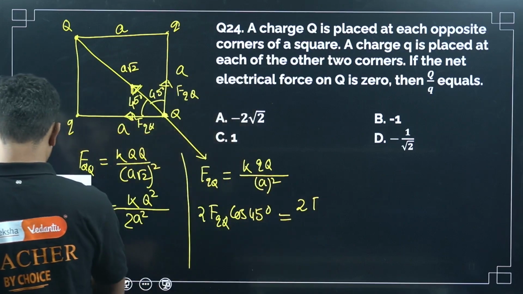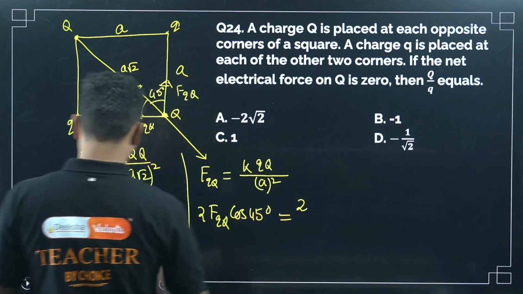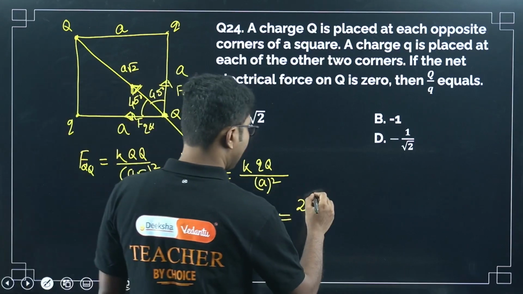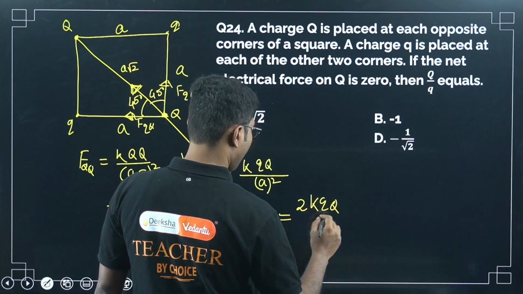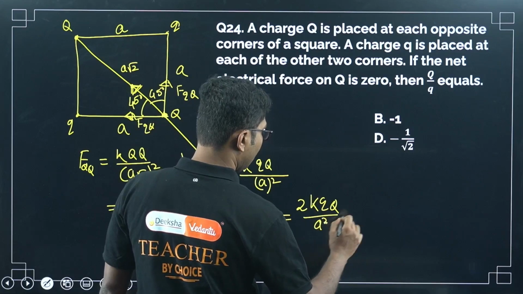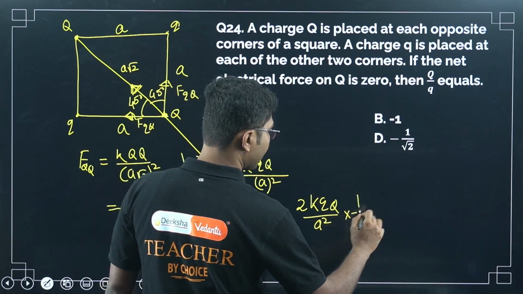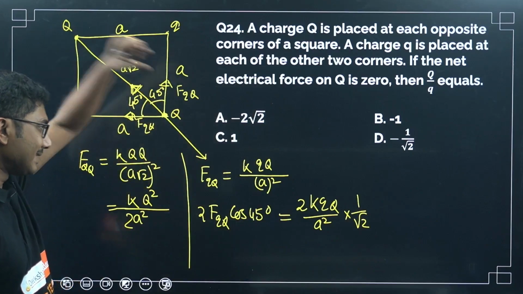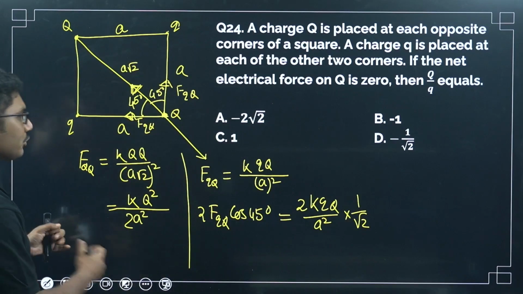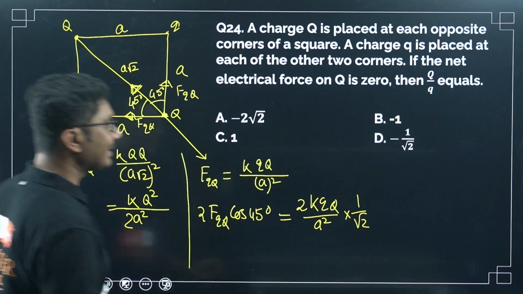2FQ is KQQ by a square cos 45. Cos 45 means 1 by root 2, right? So these are the two forces. Now these two forces should create equilibrium. How can they create equilibrium?